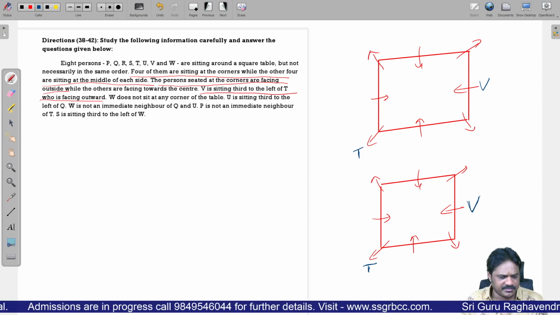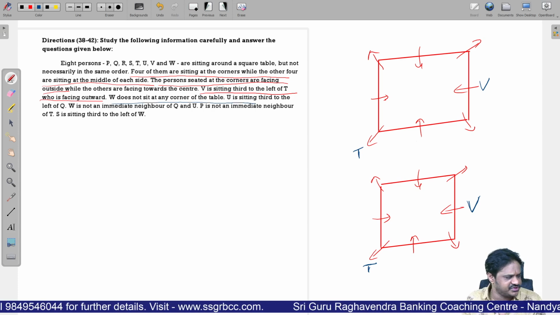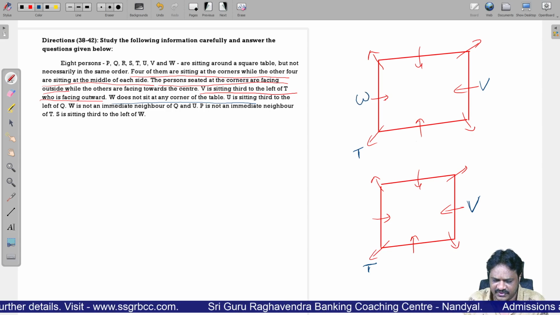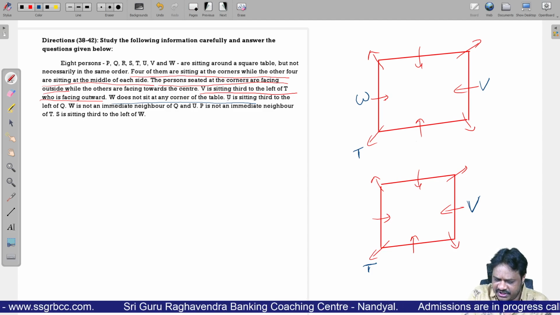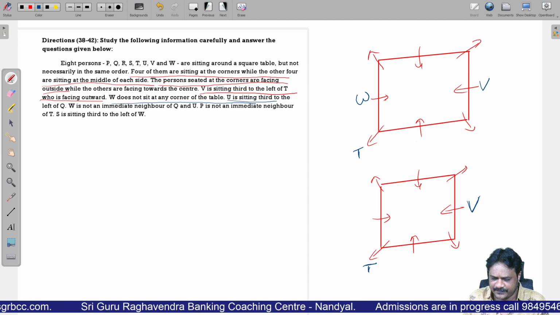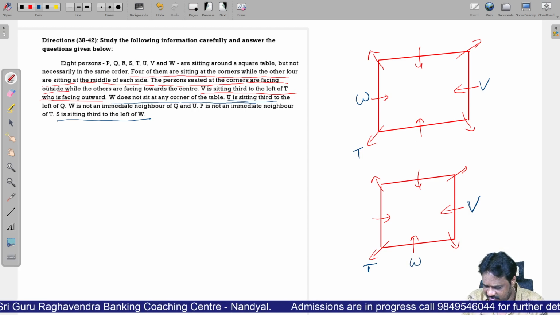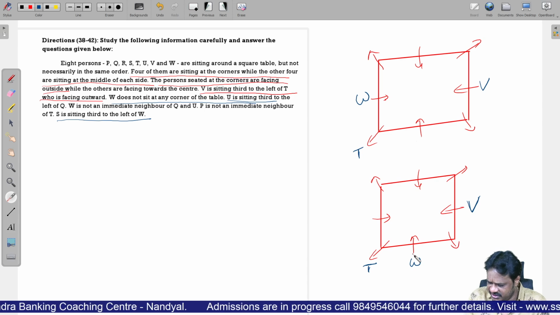Next one, W does not sit at any of the corners. W is not at the corner means W is definitely in the middle. You can write W in any middle position. Then S is sitting to the left of W. So I am writing W here, or here, anywhere in the middle.